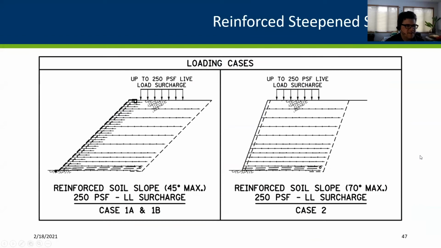Same thing with reinforced steep slopes. Those look like an MSE wall. I get calls on them all the time. I really can't help because this is a geotechnical engineering thing. So this is a standard plan. They can answer any questions you might have.